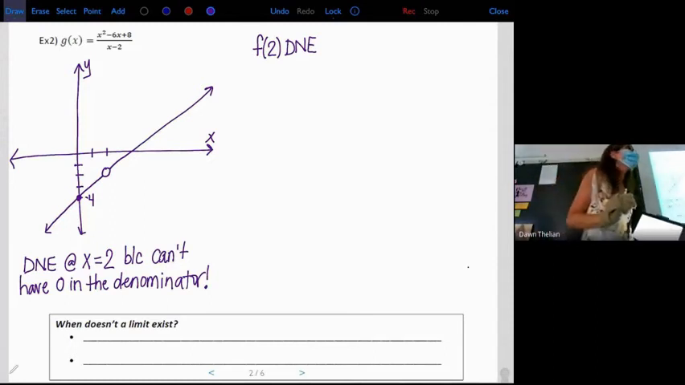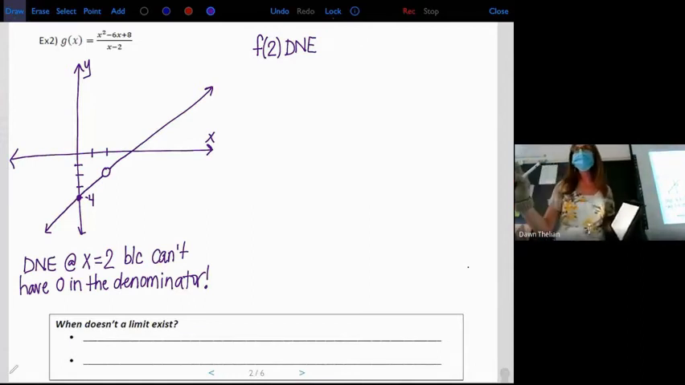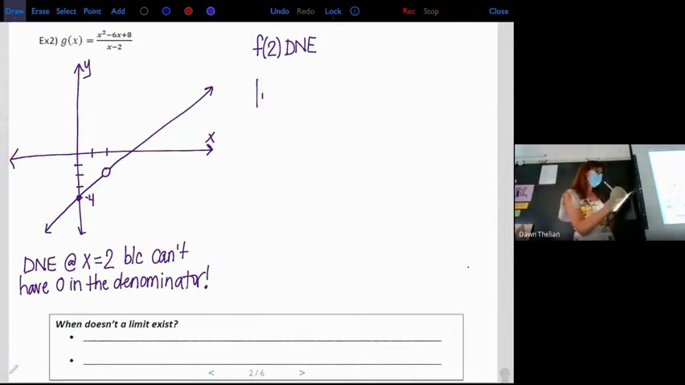Asking for a y value, though, is different than asking for a limit. How do I know the problem? I'm actually going to see the limit. What if I asked you instead the limit as x approaches 2 from the right of, this is named g of x actually, not f of x.